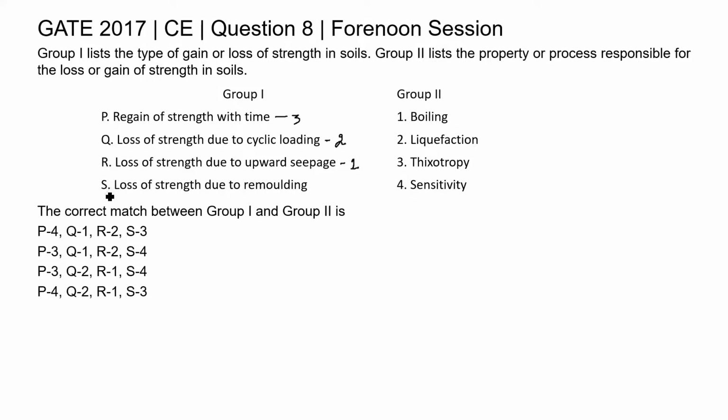Now the next statement, S, is loss of strength due to remolding, and it is called sensitivity. So the correct option is 4. So we can say P is 3, Q is 2, R is 1, S is 4. This is option A, this is B, this is C, and this is D. So we can say the correct match is in option C. So option C is the correct answer for this question.